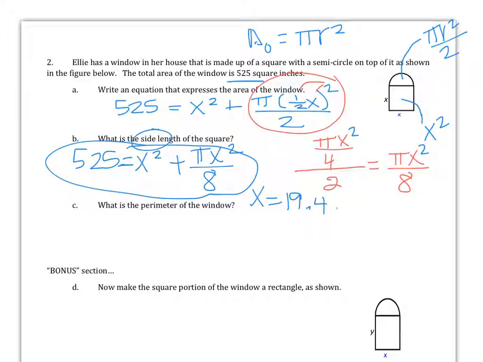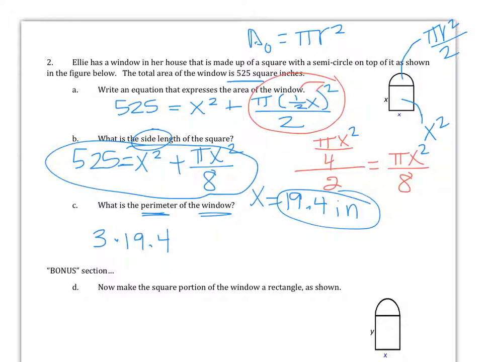So the side length of the square is 19.4 inches. Then it asks for the perimeter of the window. Okay, well, if I look at my window over here, I have an X, an X, and an X. So I have 3 X's. That means I'm going to have 3 times 19.4.